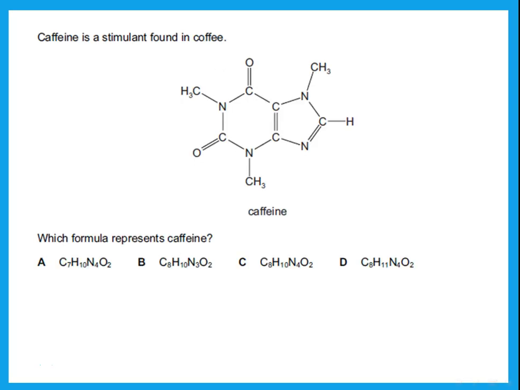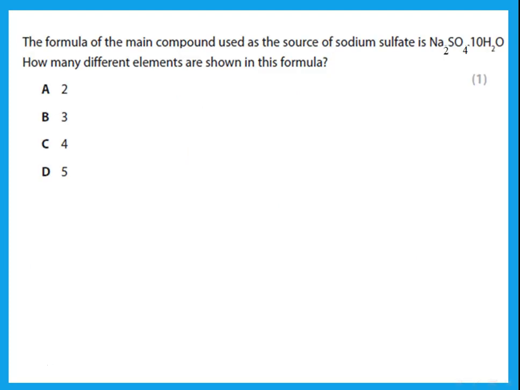Okay, so which formula represents caffeine? So we count all the number of carbons, number of nitrogens, number of hydrogens. Can you count them all? Your answer is C8H10N4O2, right?